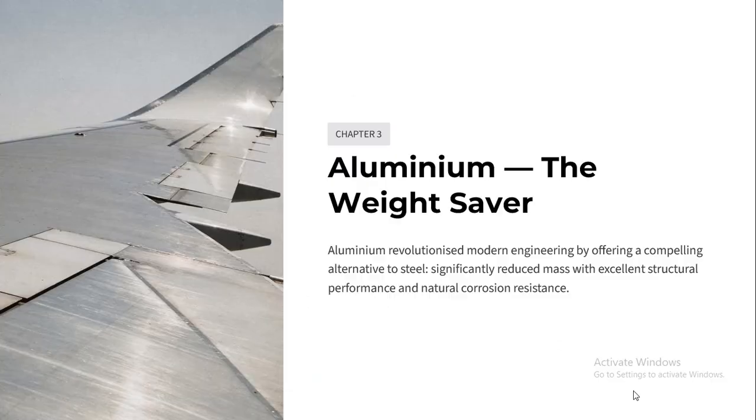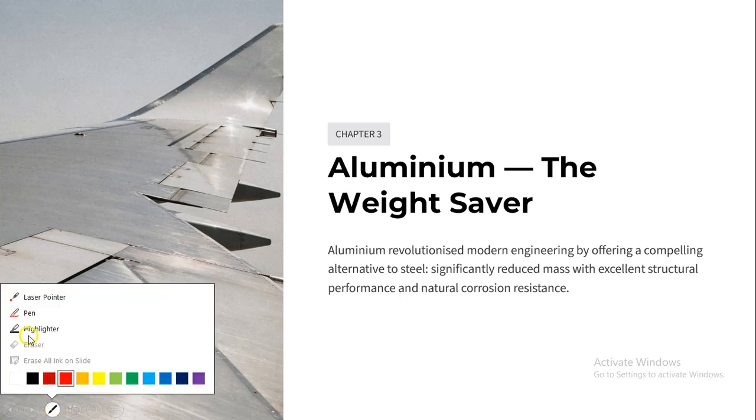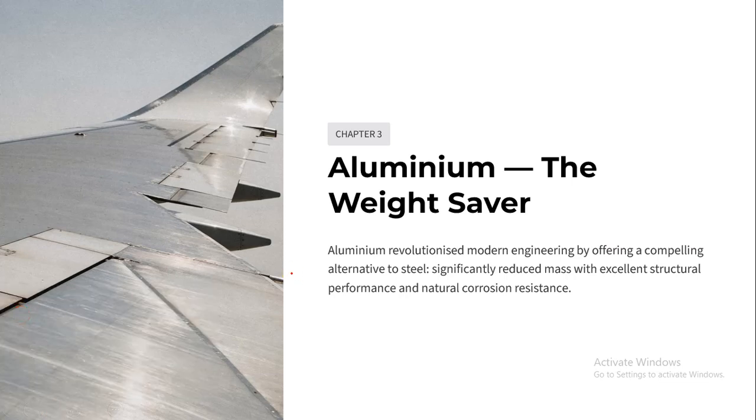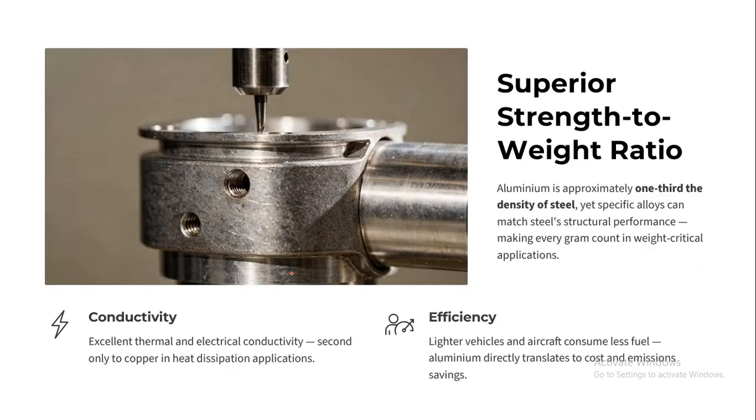So in this lecture we are going to study about aluminium, which is most commonly used in almost all sheet metals. From the heading itself we can see one thing: aluminium, the weight saver. We already know that aluminium is a lightweight substance. Aluminium revolutionized modern engineering by offering a compelling alternative to steel, with significantly reduced mass and excellent structural performance. Excellent corrosion resistance is one of the most important peculiarities of aluminium.